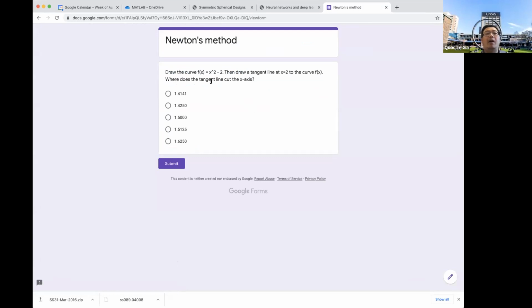Okay, so suppose you have a curve x squared minus two. Can you write on a piece of paper? I write now, then I will show you later. So the curve is x squared minus 2, then you draw a tangent line at x equals 2. And now where does the tangent line cut the x-axis?